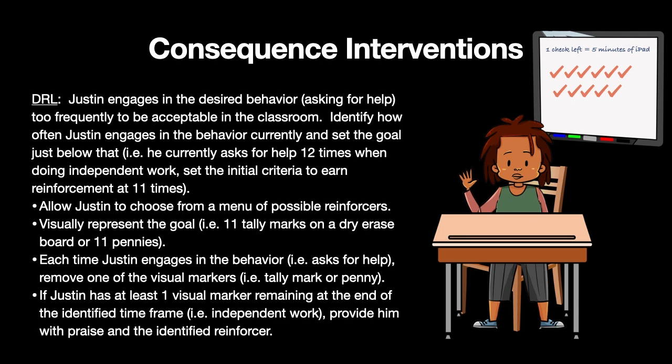For example, he currently asks for help 12 times when doing independent work. Set the initial criteria to earn reinforcement at 11 times. Allow Justin to choose from a menu of possible reinforcers. Visually present the goal. For example, 11 tally marks on a dry erase board or 11 pennies. Each time Justin engages in the behavior, for example, asking for help, remove one of the visual markers, such as the tally mark or a penny.